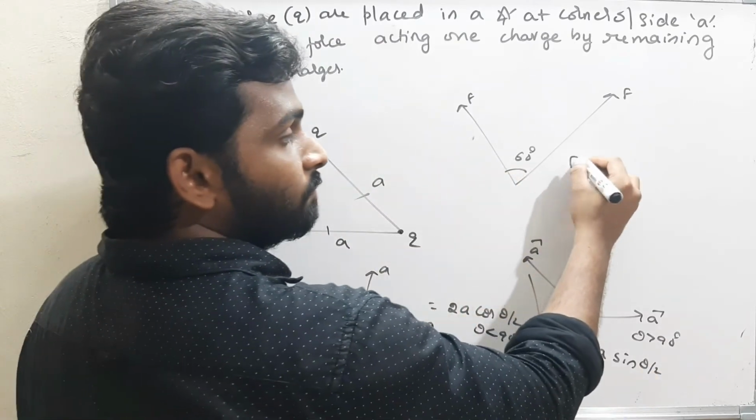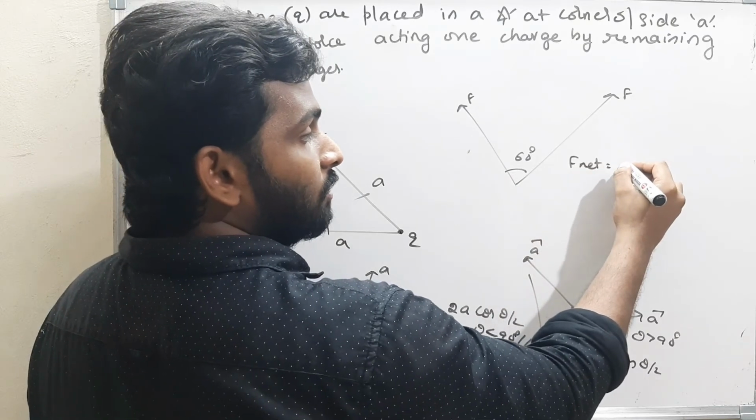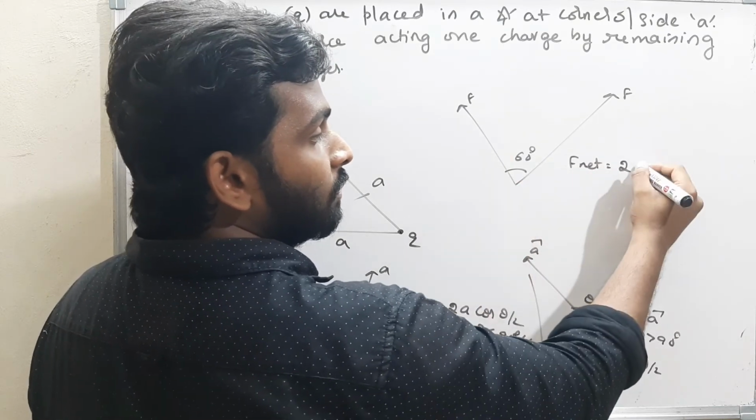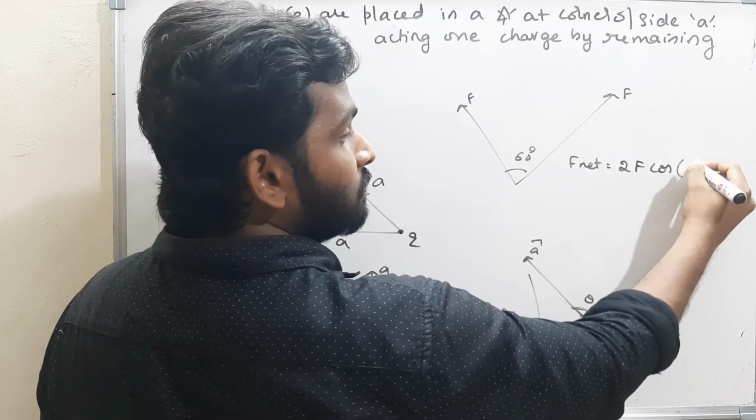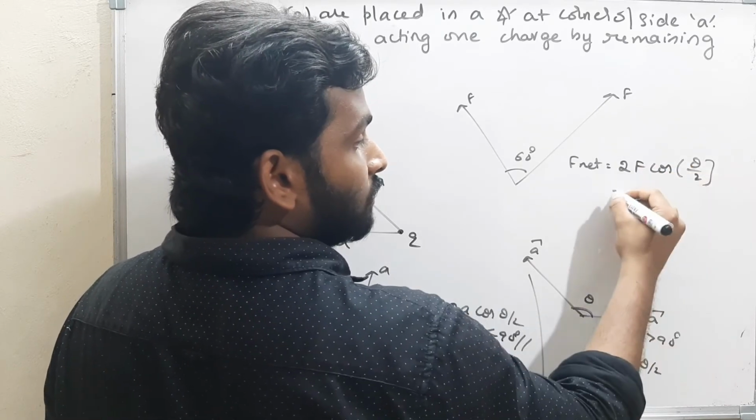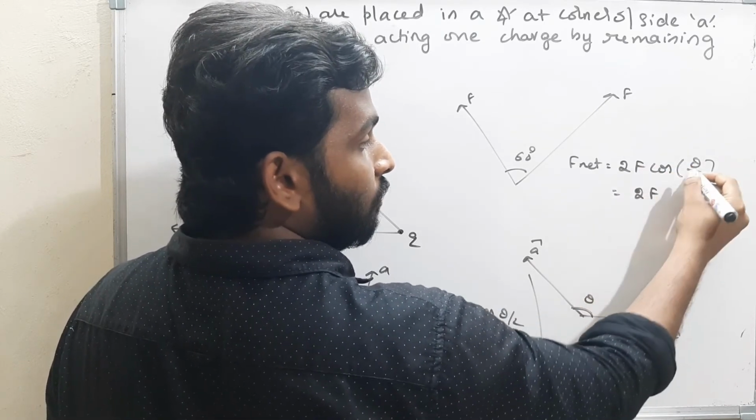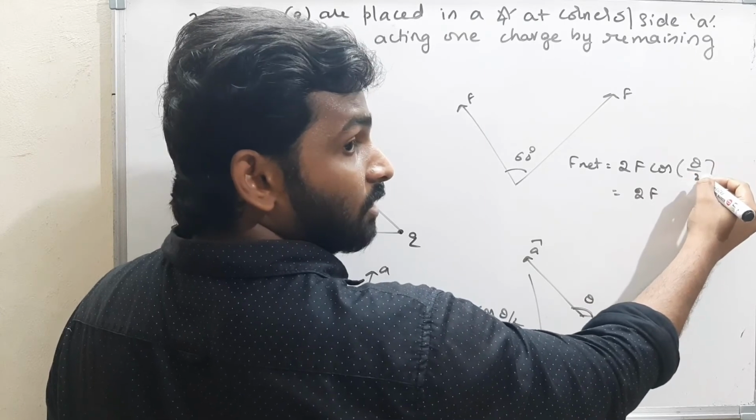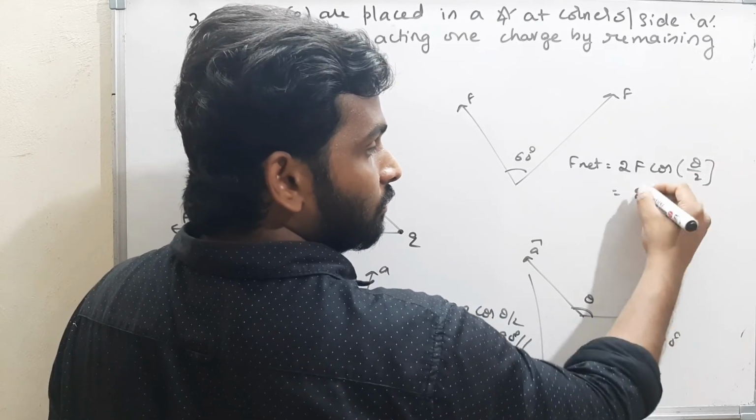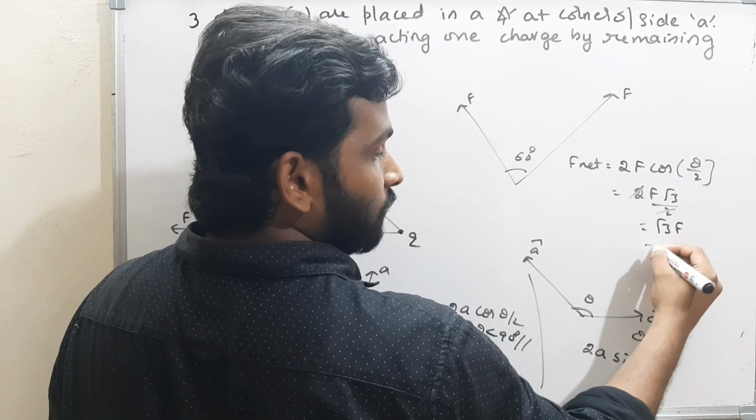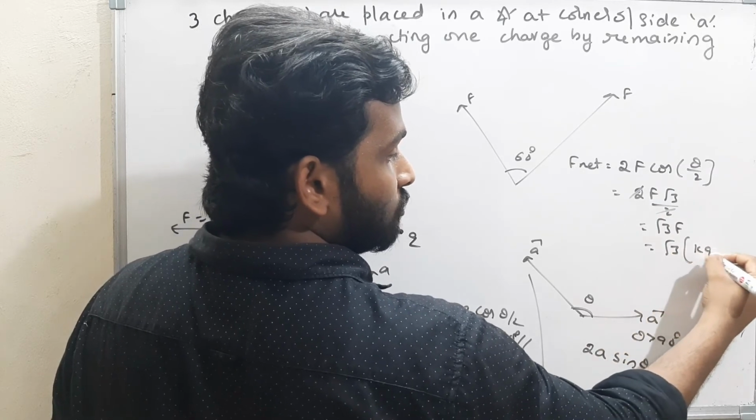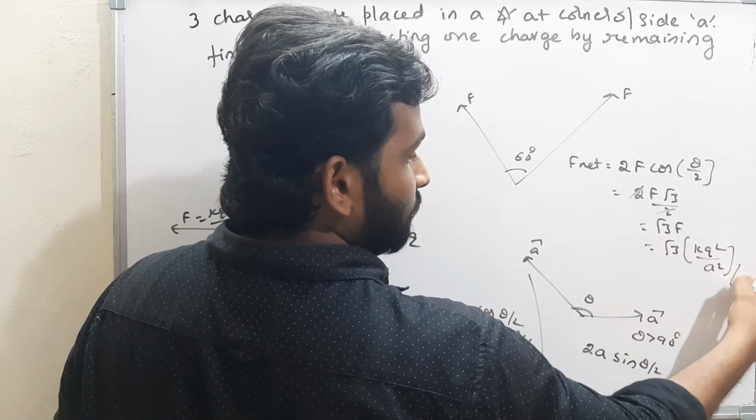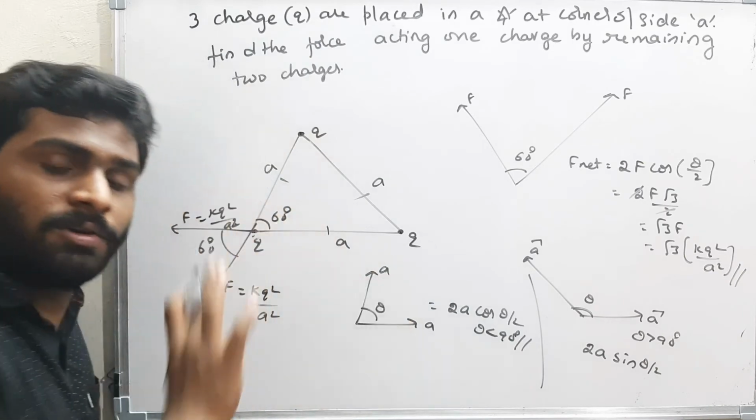Therefore, what is the resultant? The resultant force F net is nothing but 2 F cos theta by 2. That is nothing but how much? 2 F cos theta, where theta is 60, and 60 by 2 is 30. Cos 30 means root 3 by 2. So what is the answer? Root 3 F. And root 3 F is how much? Root 3 K Q square by A square. This is the answer. Same as the previous problem.